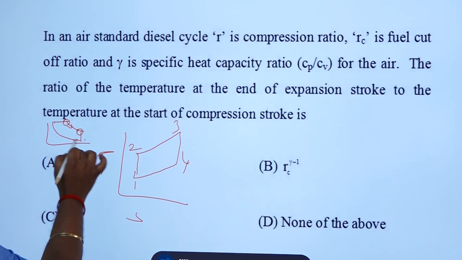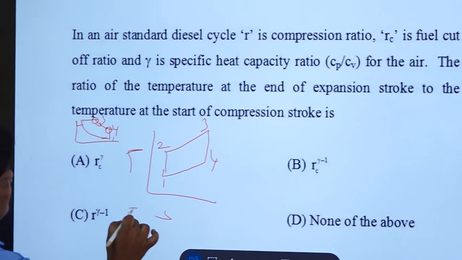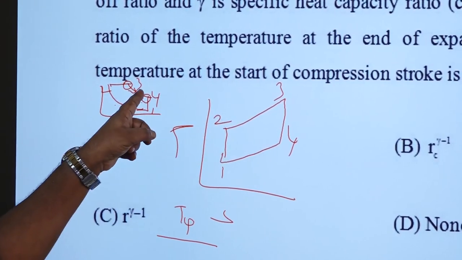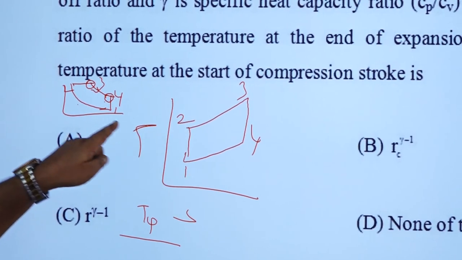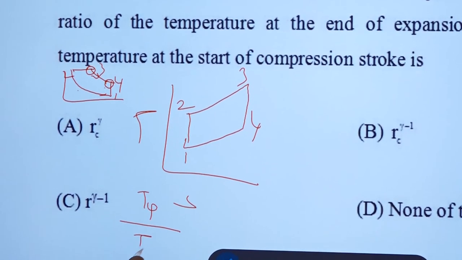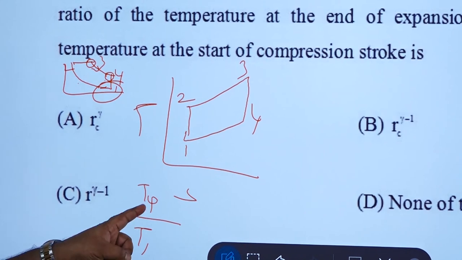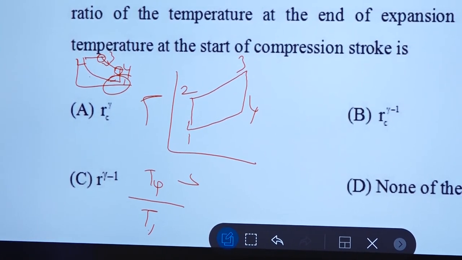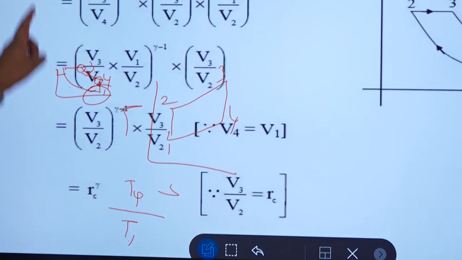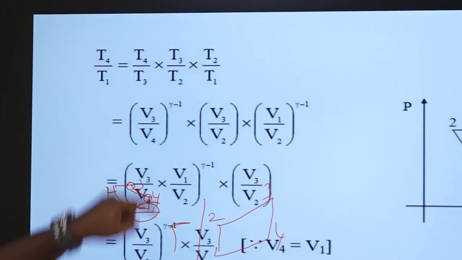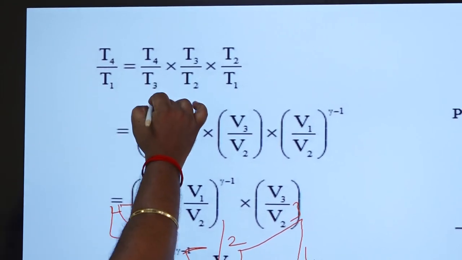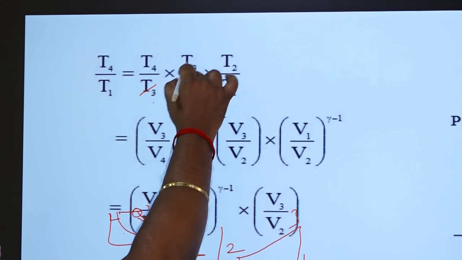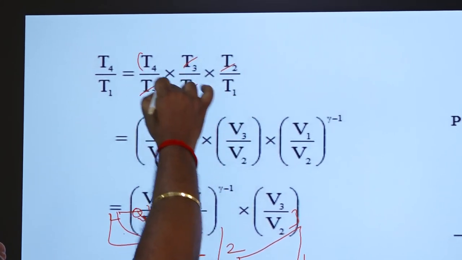That is, this is nothing but 1, 2, 3, 4, and T4 divided by the temperature at the start of the compression stroke. Compression starts at this point 1. So it is T4 by T1. You are in need of T4 by T1. You can see here, T4 by T1 can be written as T4 by T3 into T3 by T2 into T2 by T1. This gets cancelled, this gets cancelled.